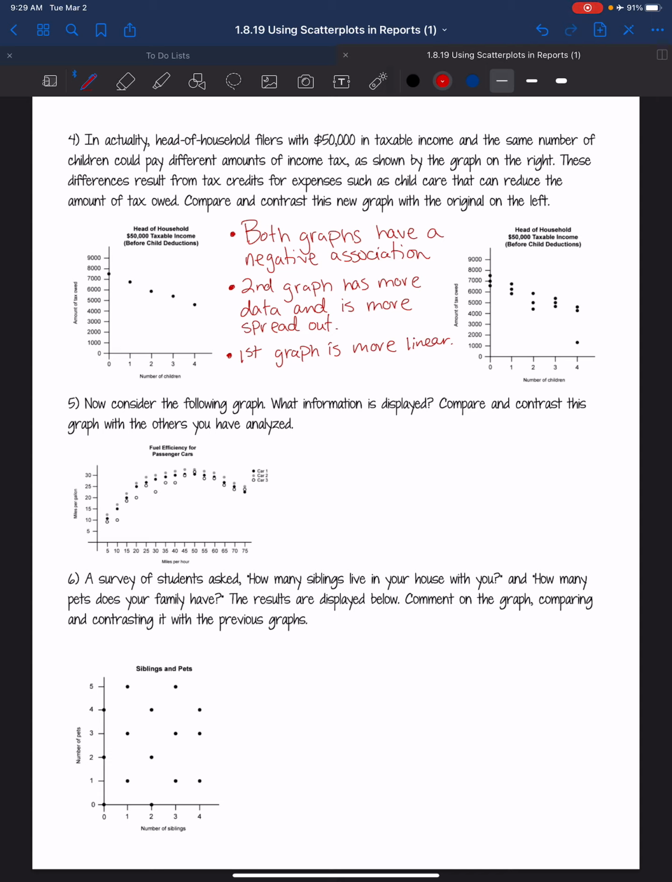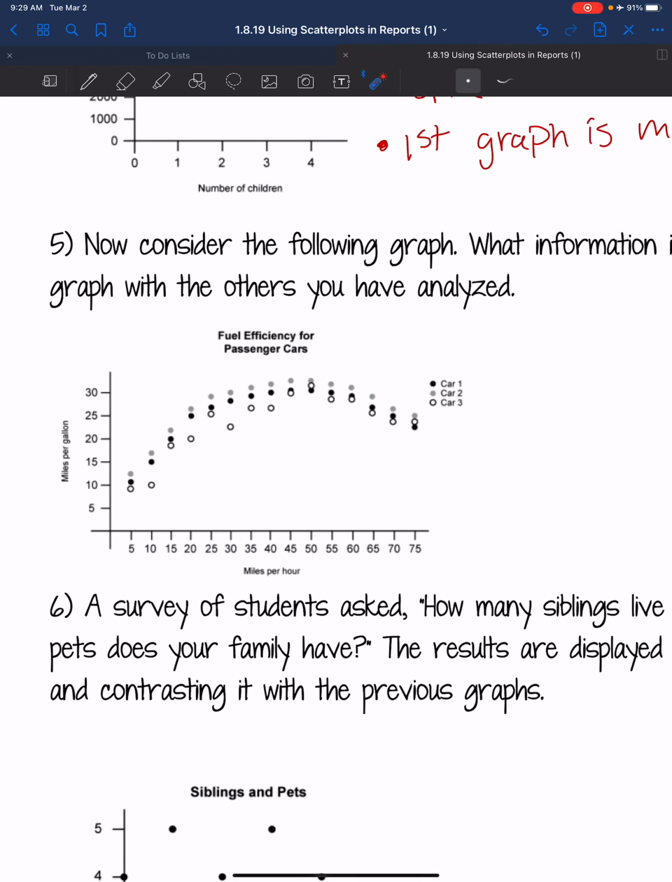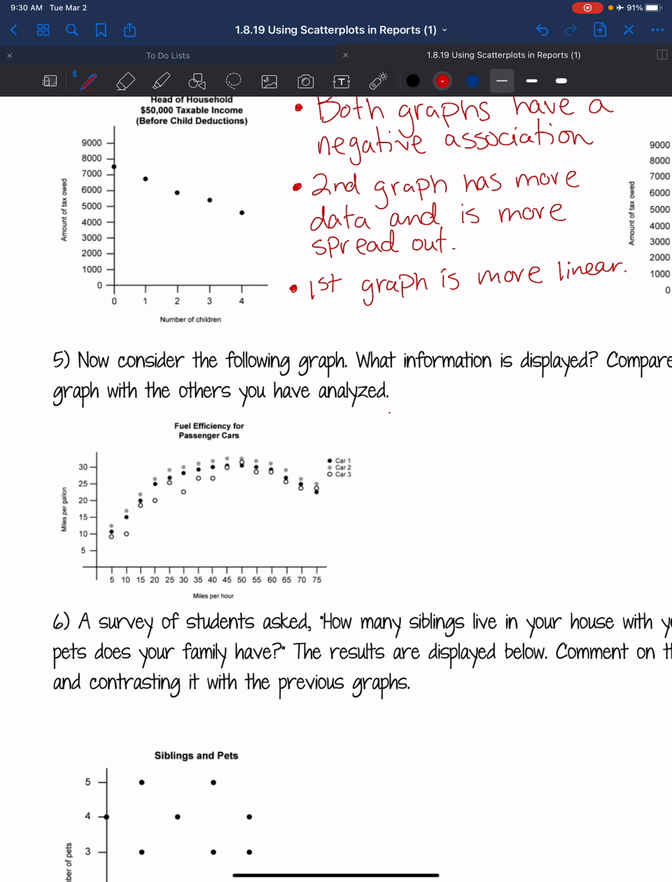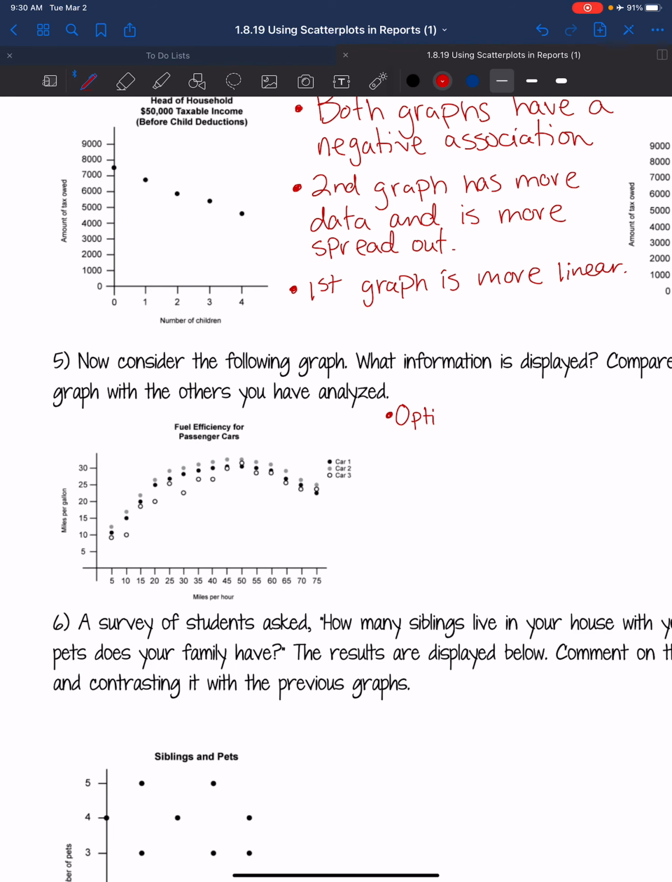Question 5 says, now consider the following graph. What info is displayed, and compare and contrast this graph with the others you have analyzed. So the first thing we got to figure out, what is it showing? Well, if we look, it says that it is showing the fuel efficiency for passenger cars, and it's comparing the miles per gallon to the miles per hour. So I'm going to say this shows the optimal gas mileage for cars.